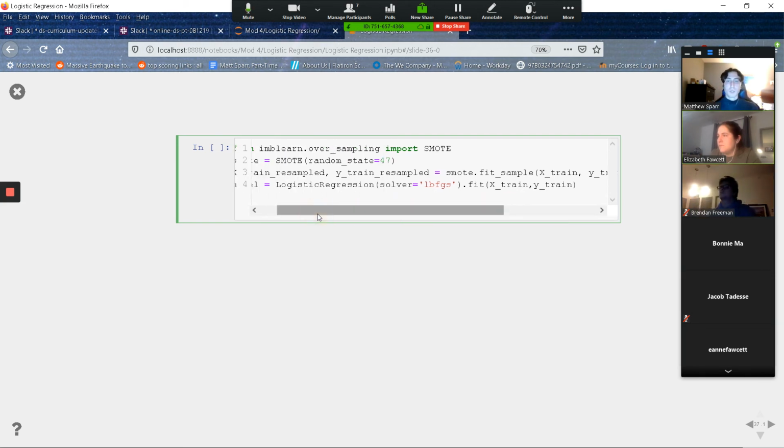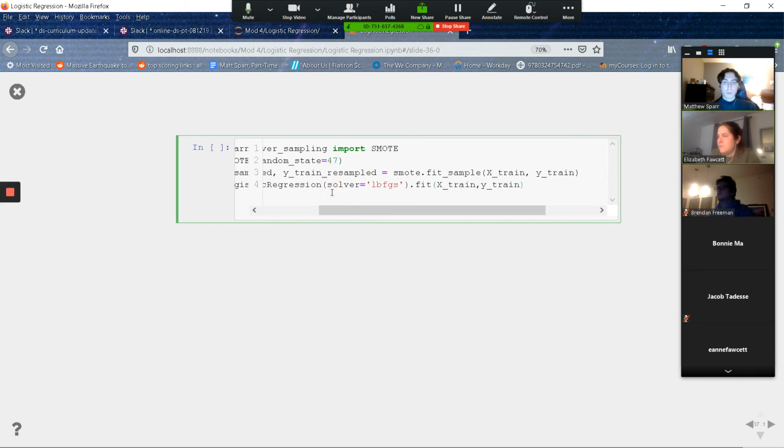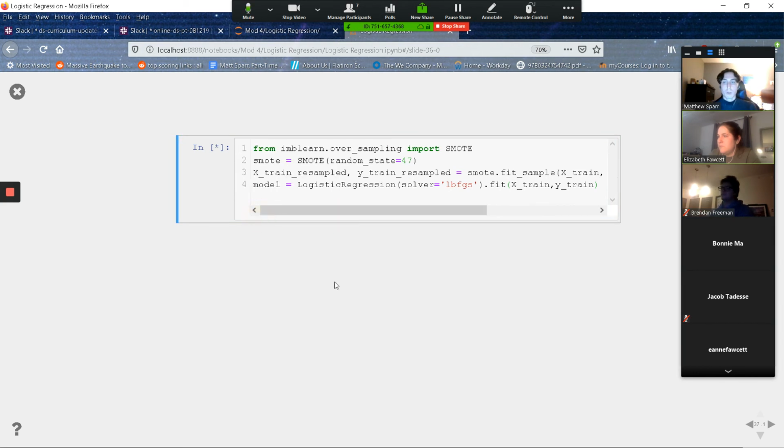Your test should be like what you're predicting in the real world, and you don't want to resample and make a bunch of fake points for that. So we fit and create new X-train and Y-train data sets that have been resampled, and then we're going to build a model fitting those to it.